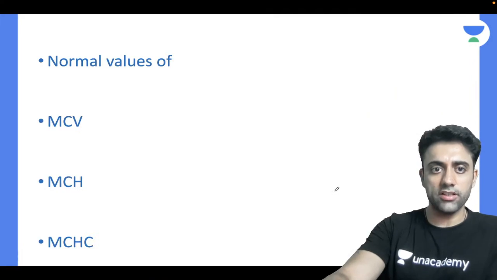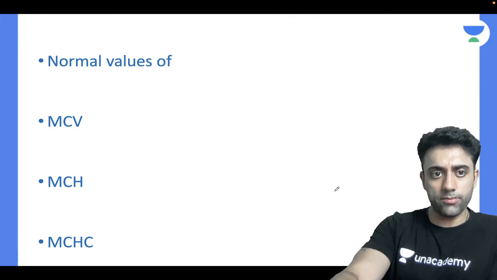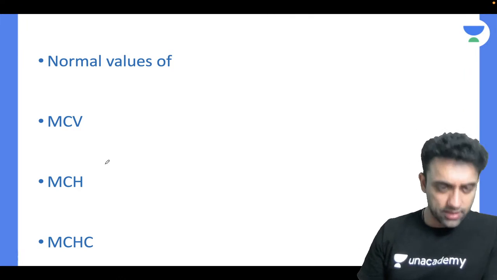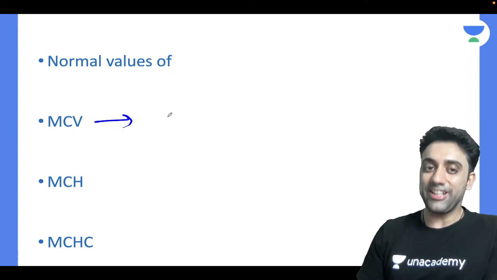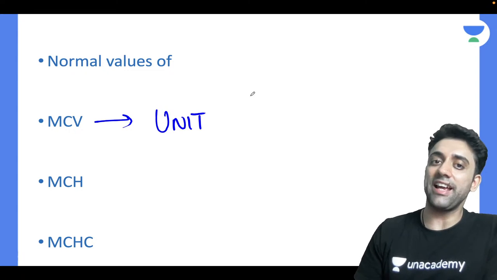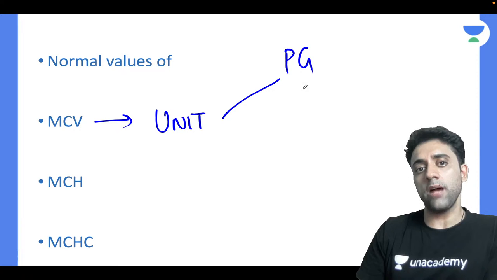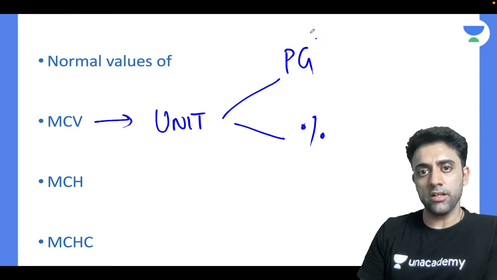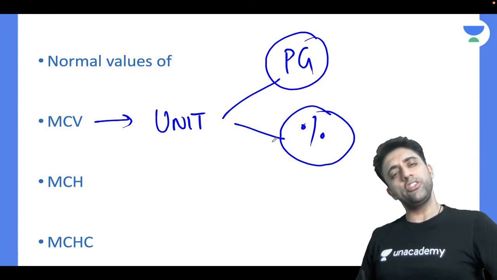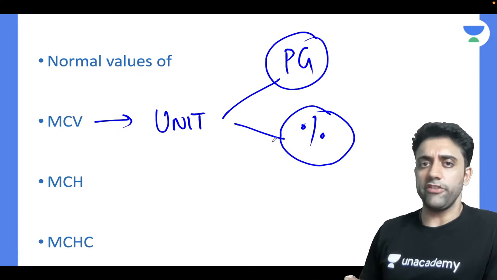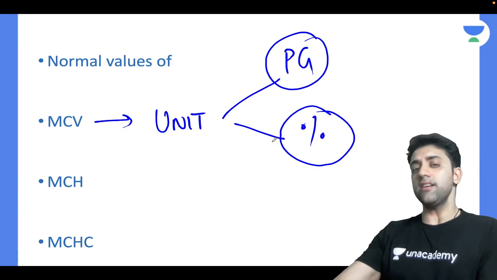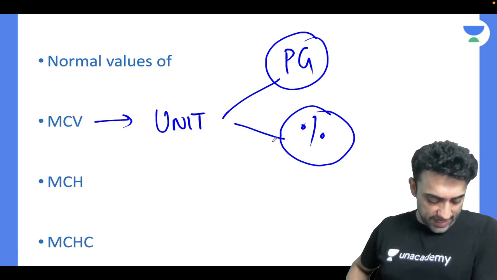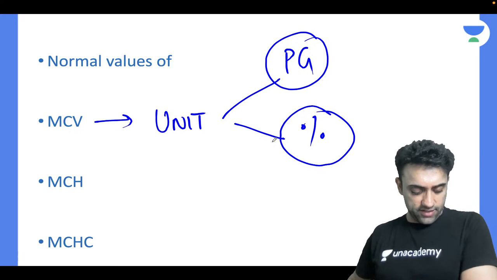Perfect. Okay, let's move further. Normal values, everyone knows about it. What is the unit? The options are picogram and percentage. Anyone, picogram or percentage? What is the unit of mean corpuscular volume? What will you answer? Ladies and gentlemen, please answer in the comment section.